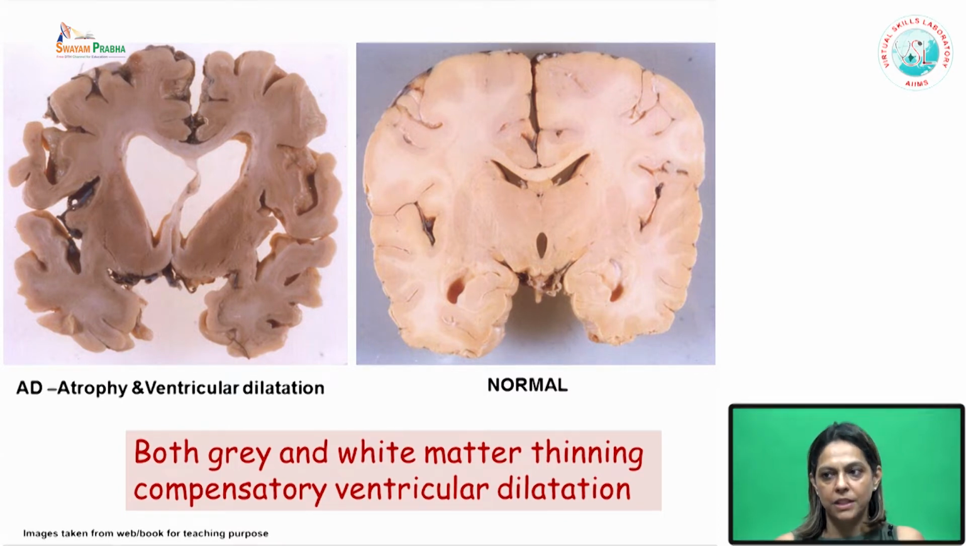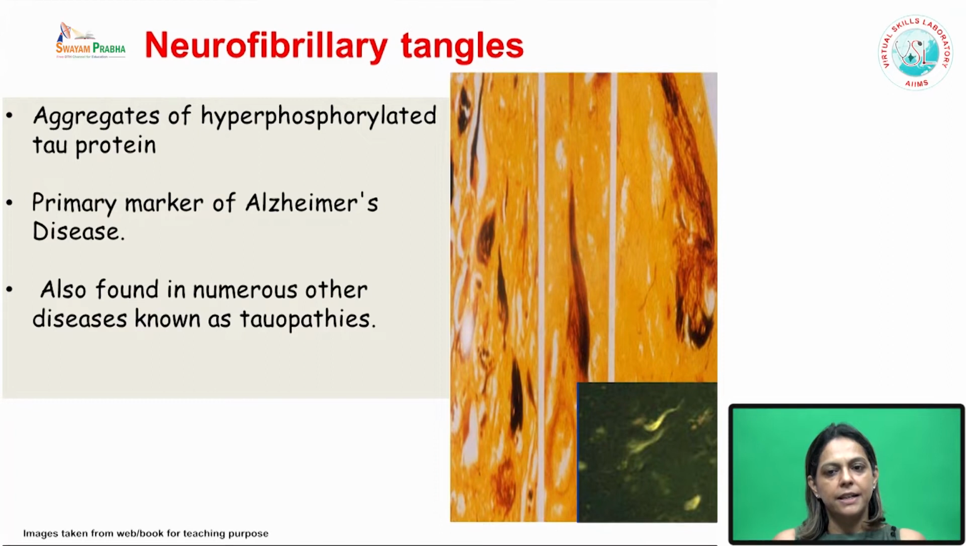because this is a brain which is undergoing atrophy, and the ventricular dilatation is a part of a compensatory mechanism. Neurofibrillary tangles are basically hyperphosphorylated proteins which are seen primarily in neurons in the area of their cytoplasm, and it's a marker of Alzheimer's disease. So if a brain specimen comes to you, knowing all these accumulations is very, very important.